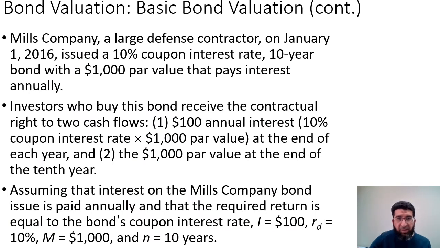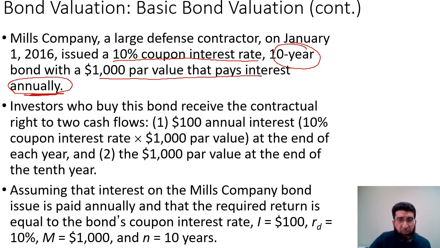Now let's look at the valuation. We have Mills Company, a large defense contractor, that on January 1, 2016 issued a 10% coupon interest rate, 10-year bond with a $1,000 par value that pays interest annually. Please remember, we are saying it pays interest annually. We will in future convert it to semi-annual as well. We'll study how to calculate that.